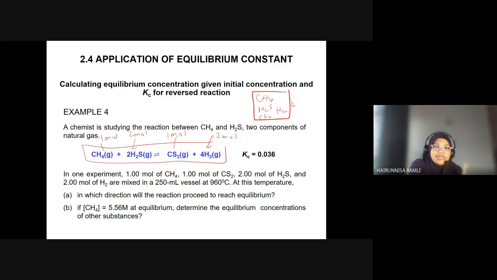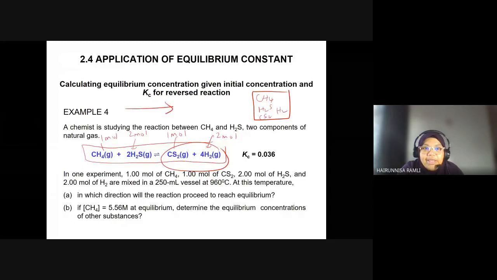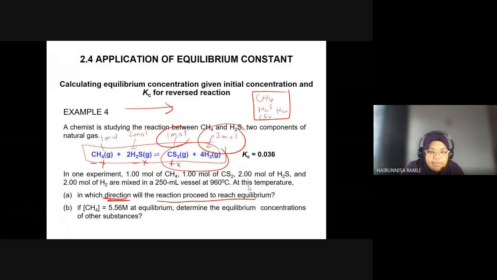Remember, previous examples, you do not have any values for products. And now, initially, the products also dah ada dekat dalam tu. Nampak tak kat situ? So, clear eh? So, you cannot simply assume that this is the forward reaction because the products are already not zero. Kalau zero, memang you boleh kata, okay, ni forward reaction. Ni negative X, ni positive X. Tak boleh, because ada value. So that's why soalan pertama dia dah tanya, in which direction will the reaction proceed to reach equilibrium?